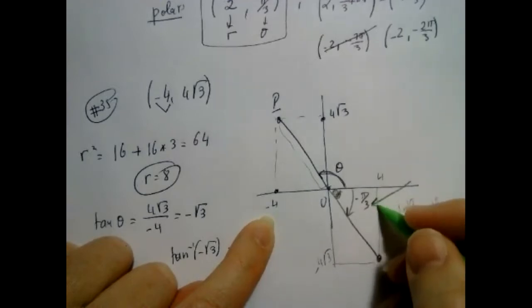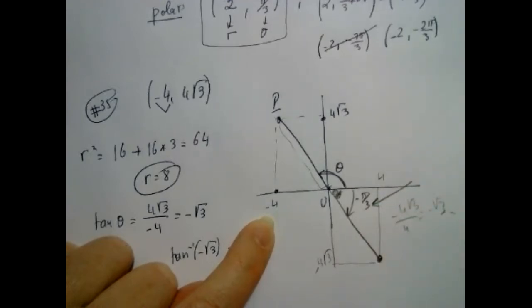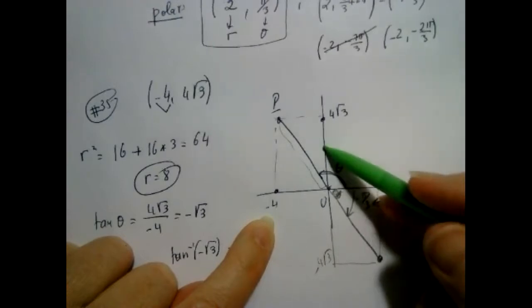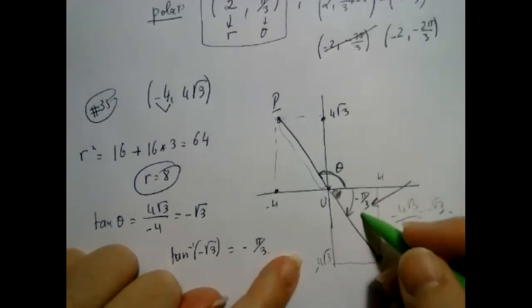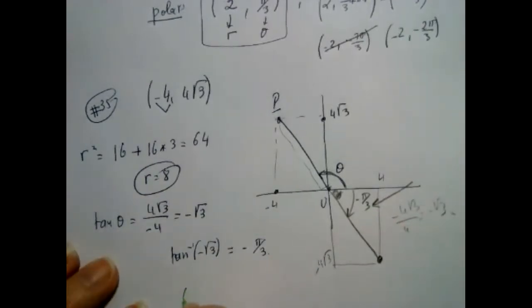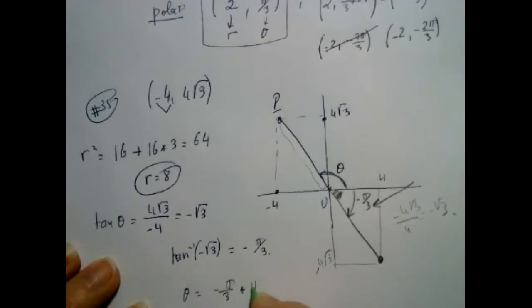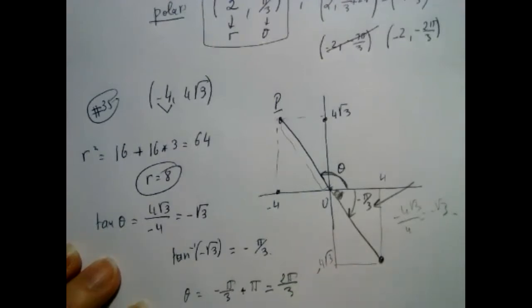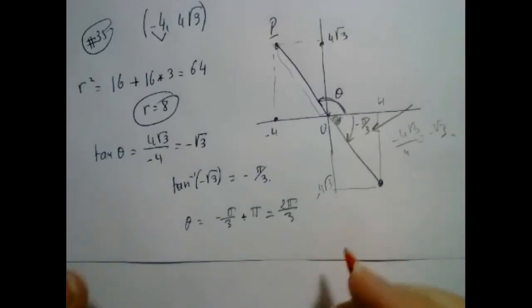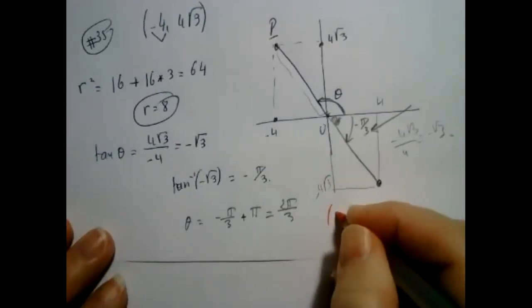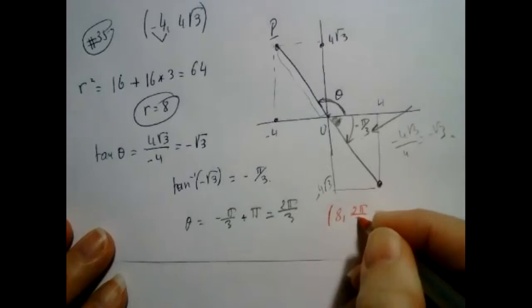This is the one that the calculator will actually end up giving me, because a calculator cannot give me everything. The tangent inverse is only the angle between minus pi over 2 and pi over 2, not every possible angle. So we have to be very careful. This is the minus pi over 3. So my theta is actually going to be minus pi over 3, and you have to add pi to it, which gives me 2 pi over 3. So my point will be r, so this is 8 and 2 pi over 3.